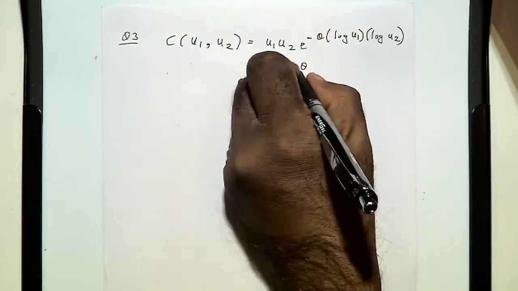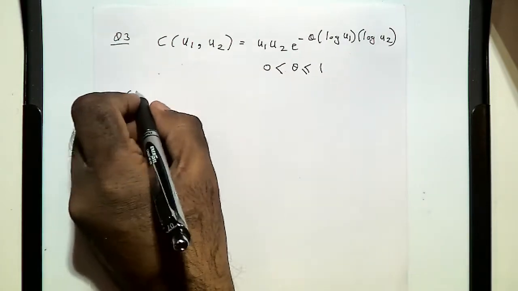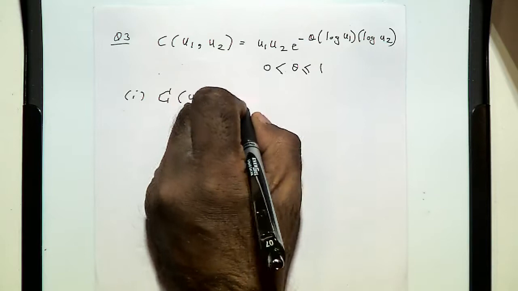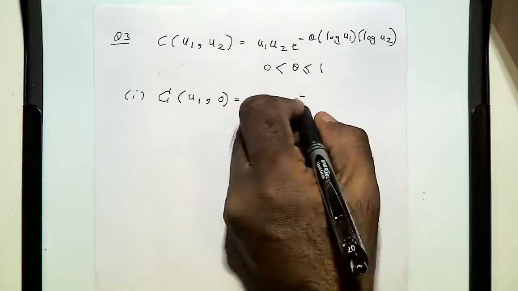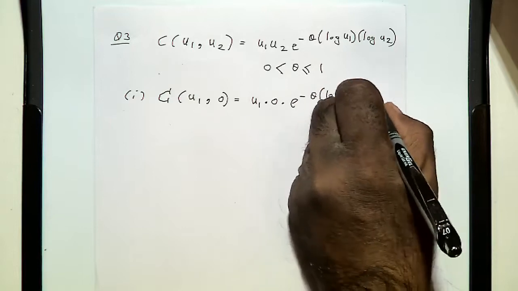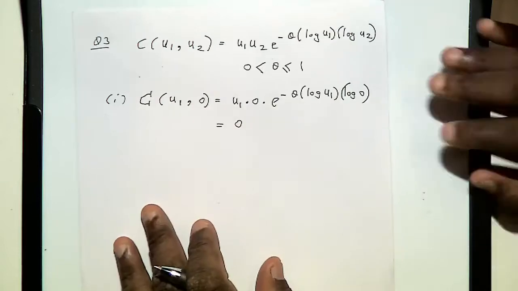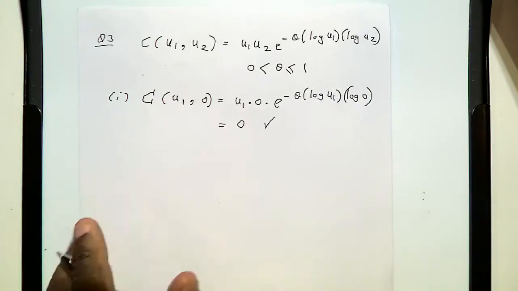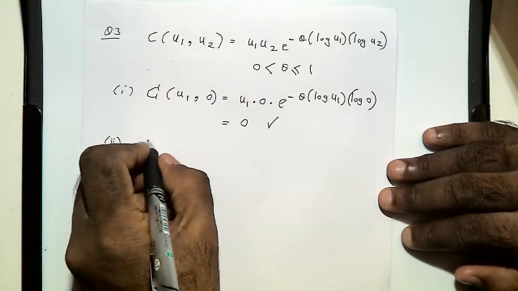So theta is a number between 0 and 1, but not including 0. Okay. So the first condition you need to check is C at U1 comma 0. Alright, so it's going to be U1 times 0 times, and this is clearly equal to 0, right? So condition 1 is satisfied. Okay. Condition 2 is similar.